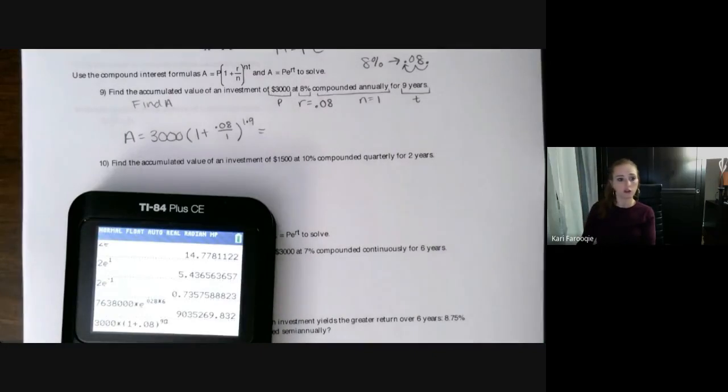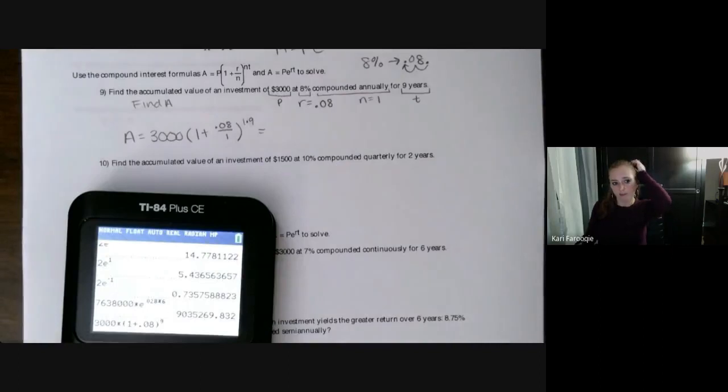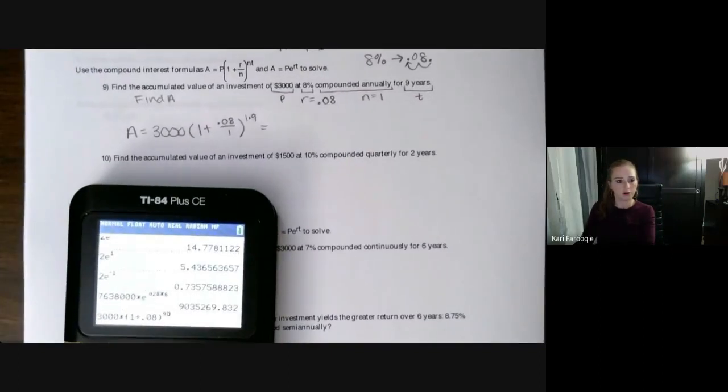This is what it should look like. If you have an older calculator and you have the caret symbol, that's fine. Make sure that you have closed off your parentheses and then you have it to the 9th power. The parentheses are very important here. And you end up with $5,997.01.